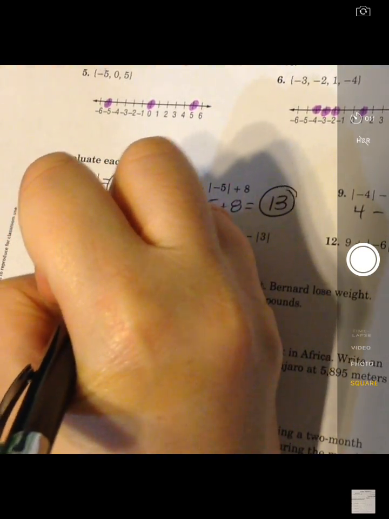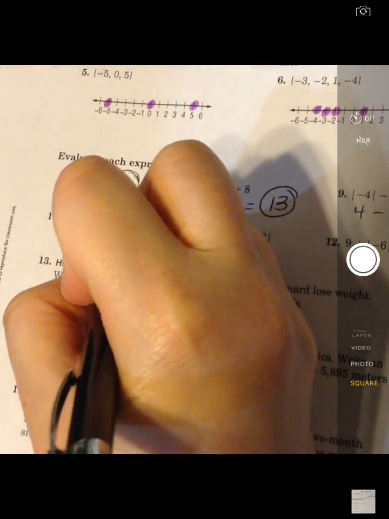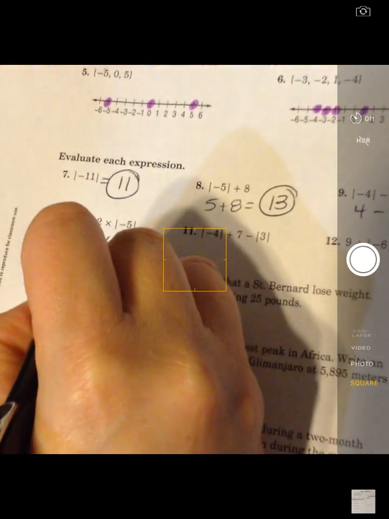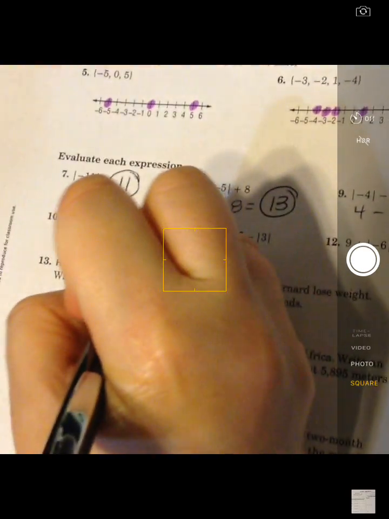Number 10, the absolute value of 12 is 12. Just going to drop down what it says. Absolute value of negative 5 is 5. We do multiplication and division from left to right, whatever comes first. So 12 divided by 2 gives me 6. 6 times 5 gives me an answer of 30.